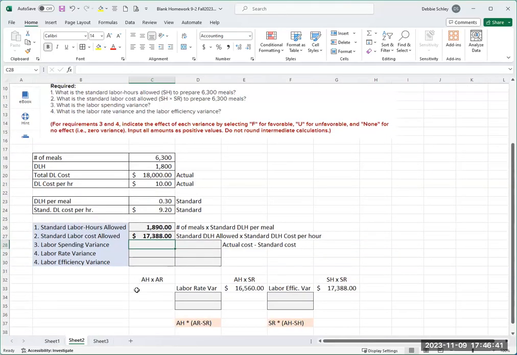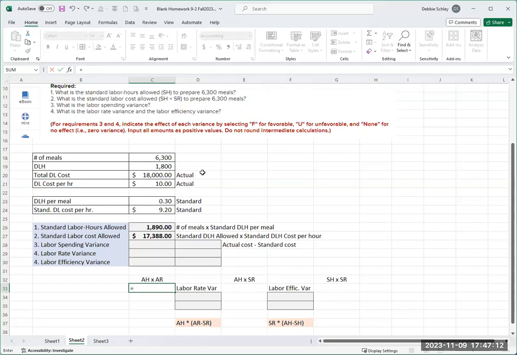Now, again, I like to figure out all three of these first because then labor rate variance and labor efficiency variance are very easy to do. So the actual hours times the actual rate. Well, they told me the total, but I could take the actual hours times the actual rate per hour, and that gives me my total direct labor cost.